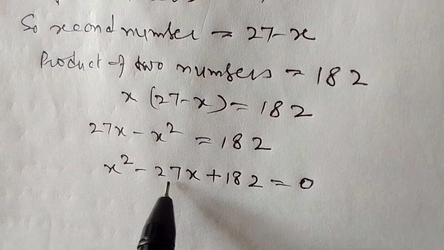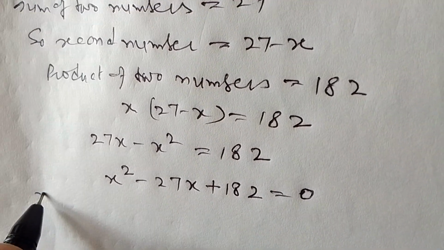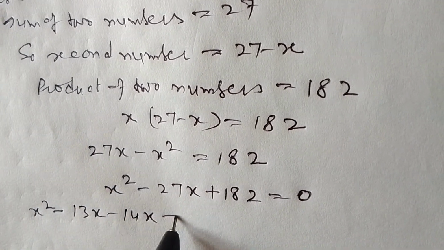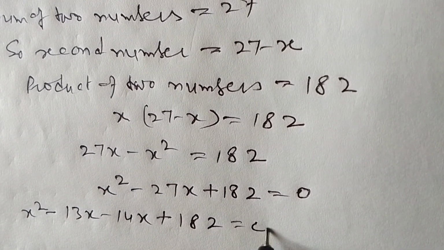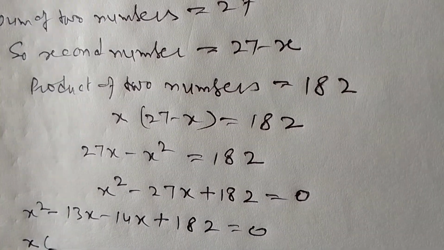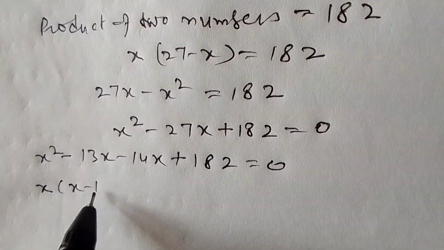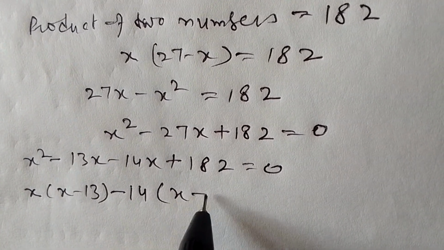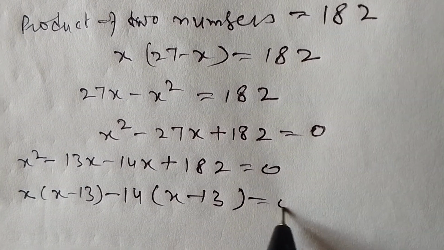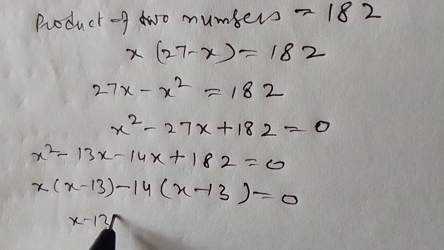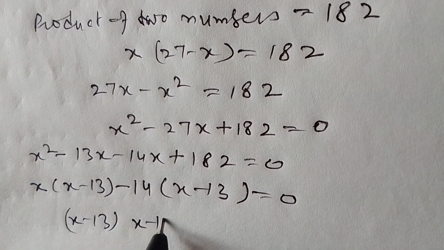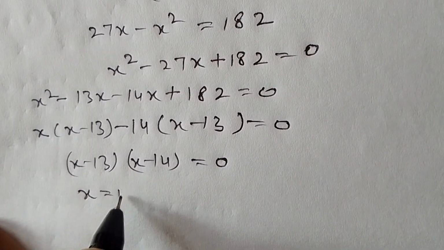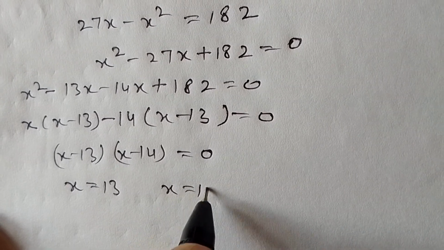So breaking 27 into two parts, it becomes x square minus 13x minus 14x plus 182 is equal to 0. Taking x common from the first two terms, it becomes x minus 13, then 14 common, it becomes x minus 13 is equal to 0. So x minus 13 and x minus 14 is equal to 0, so x becomes 13 and x becomes 14.